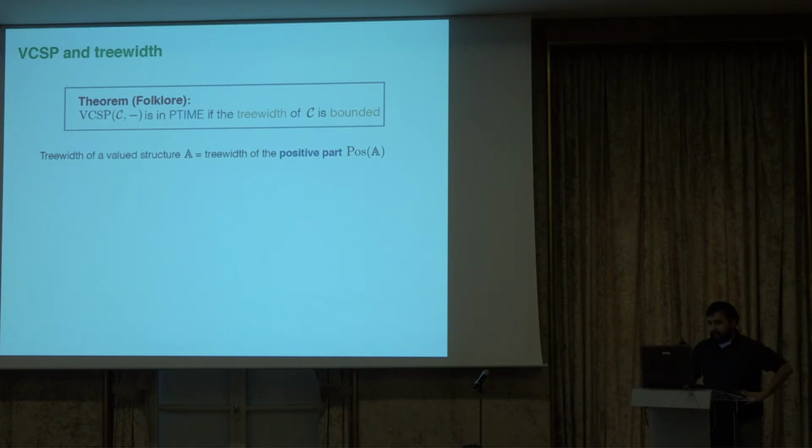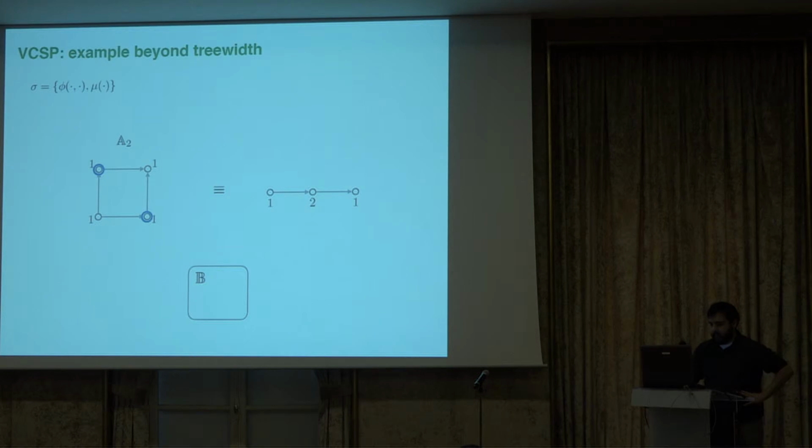And our first observation is that we can go beyond tree width, actually. Here is a very simple example. It was supposed to be an animation, but so, the signature has 2 symbols. One is binary, the other is unary, okay? We have this structure A2. The arrows represent the interpretation of the binary symbol, and the value there is infinity, which means it is like a hard constraint, right? And the interpretation of mu is just 1 in all the nodes, right?